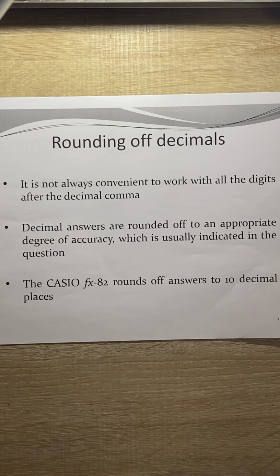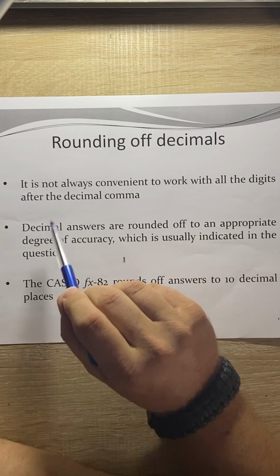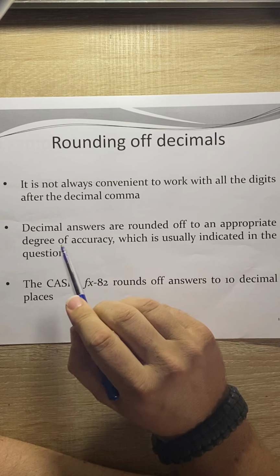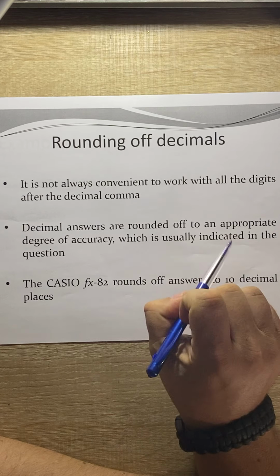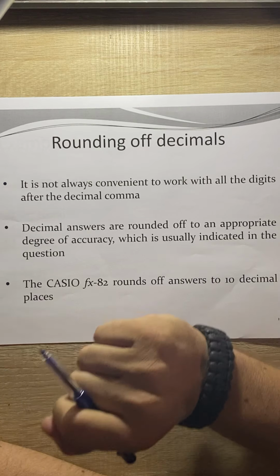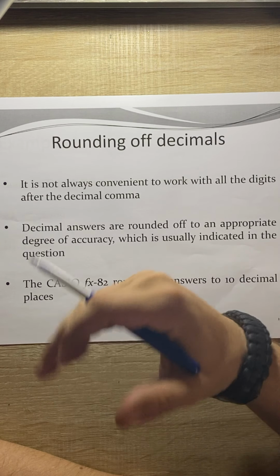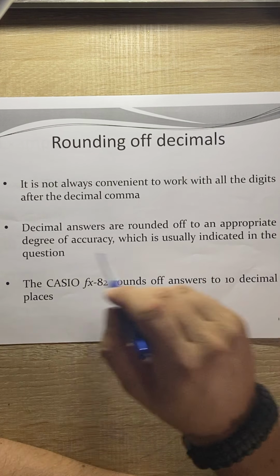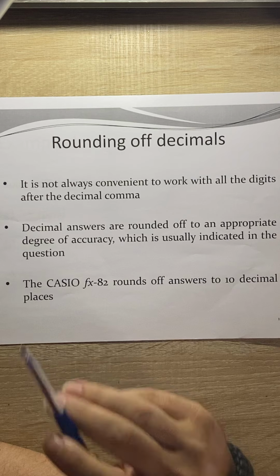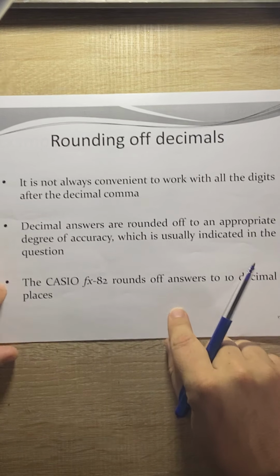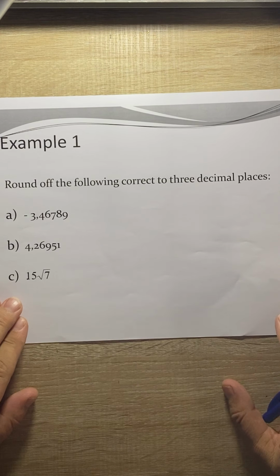Okay, so if we have a look here, it says it is not always convenient to work with all the digits after the decimal comma. Decimal answers are rounded off to an appropriate degree of accuracy, which is usually indicated in the question. So you've seen these type of questions where they say round off your answer to 1 decimal or 2 decimals or 3 decimals. Just take note that your calculators do automatically round off your decimals after 10 decimals. Okay. So let's have a look at example 1.